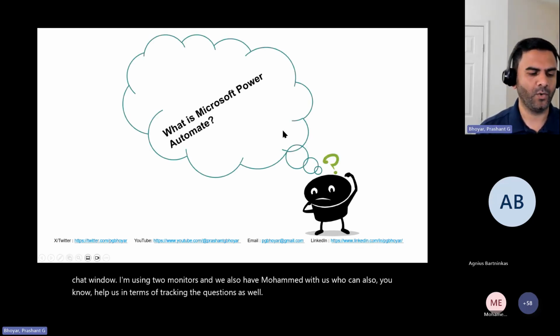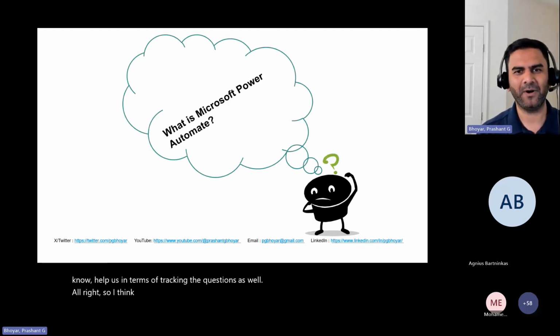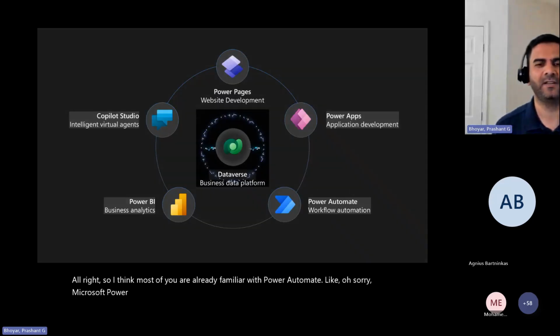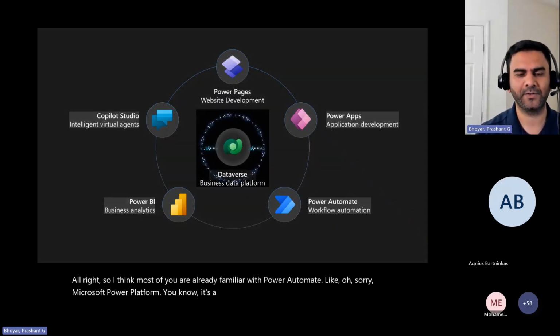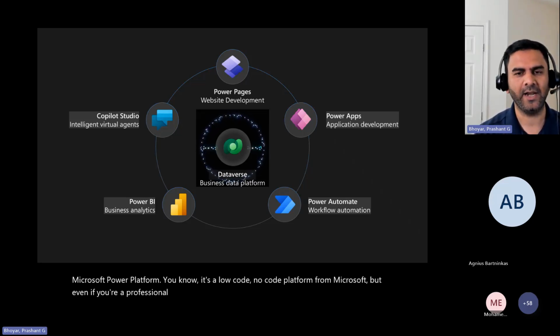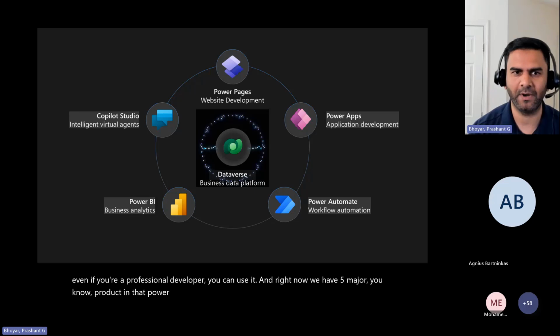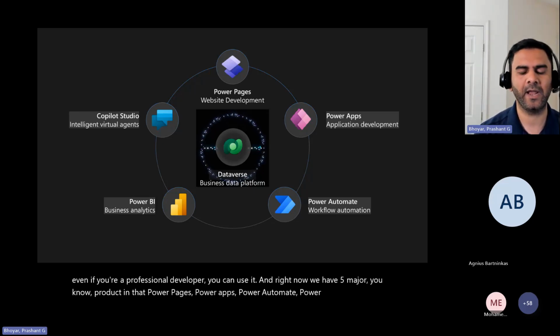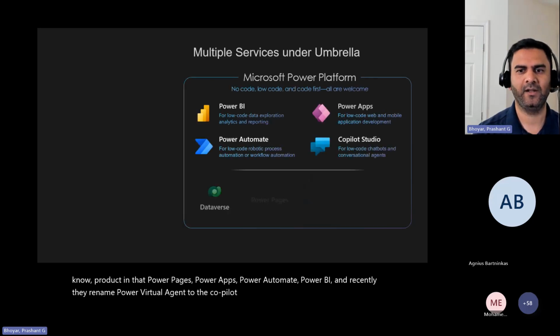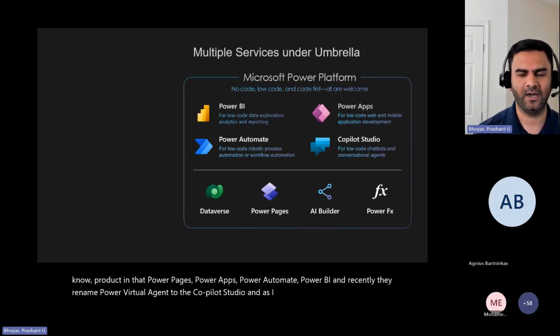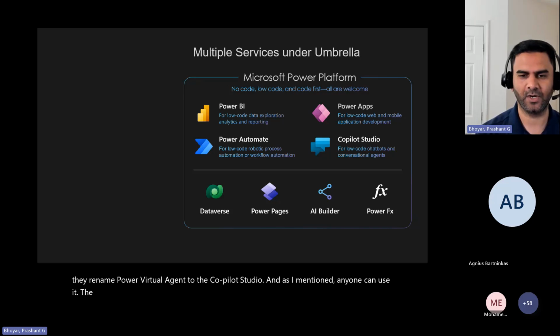All right. So I think most of you are already familiar with Power Automate and Microsoft Power Platform. It's a low code, no code platform from Microsoft, but even if you're a professional developer, you can use it. Right now we have five major products in it: Power Pages, Power Apps, Power Automate, Power BI, and recently they renamed Power Virtual Agent to Copilot Studio. And as I mentioned, anyone can use it. The data service behind the scenes is called Dataverse.